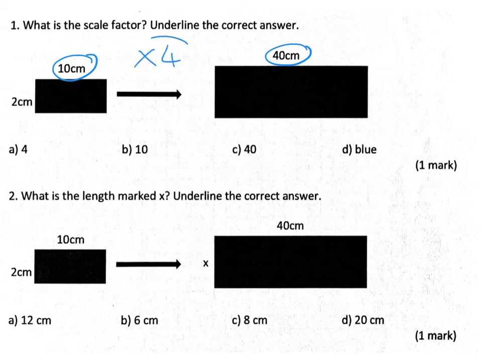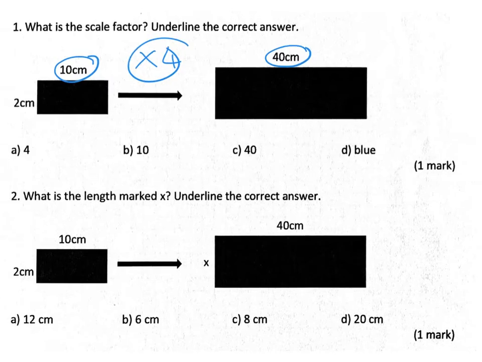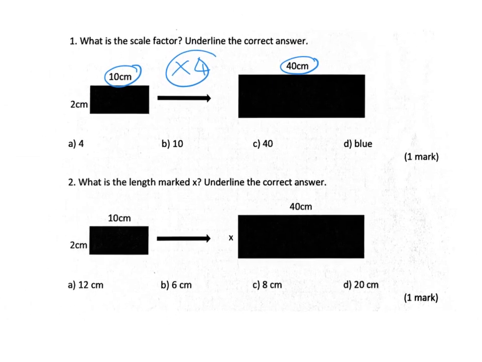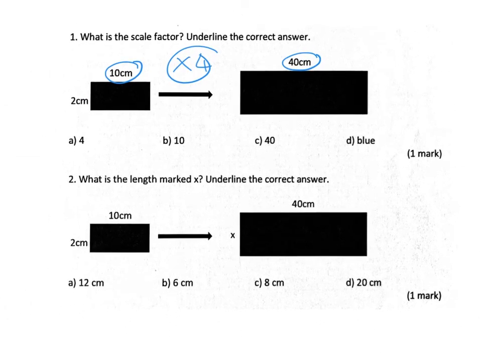Times by 4. And so the scale factor, I just need to zoom out there. The scale factor here is that to go from a 10 to a 40, I must times by 4, so I have a scale factor of 4. There's your answer. Now they use the same example, but they say, what's the length of the side marked X?